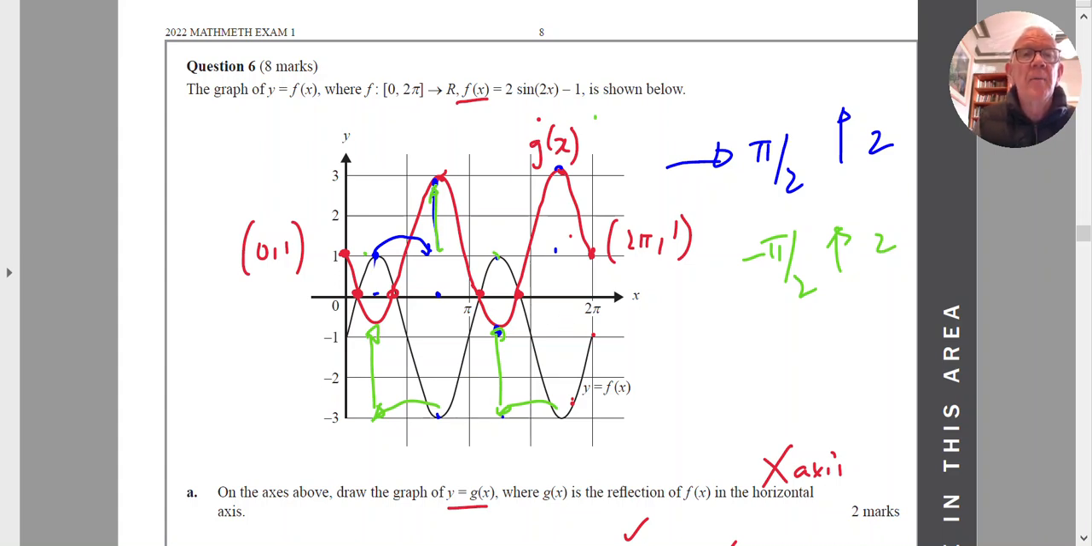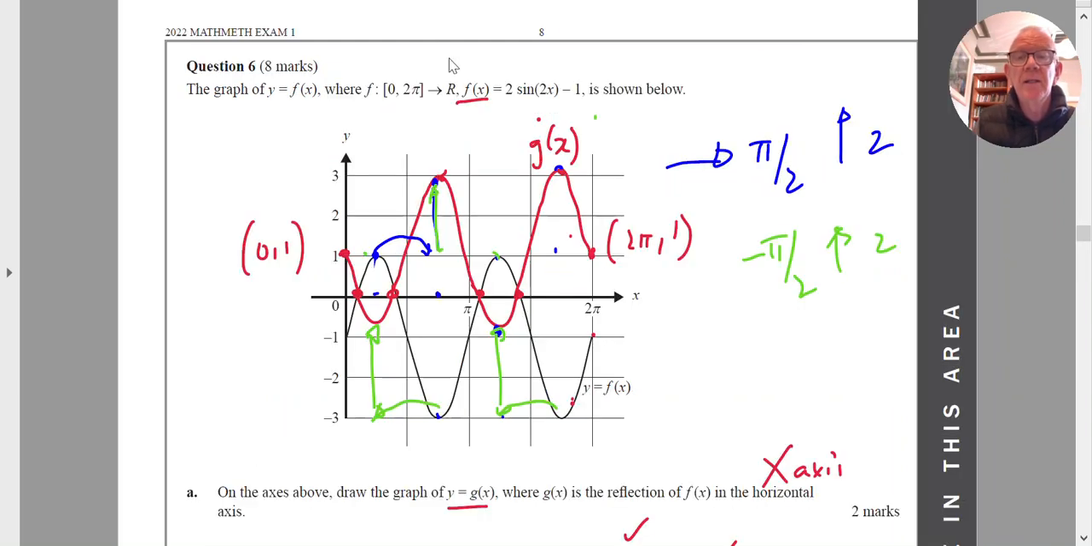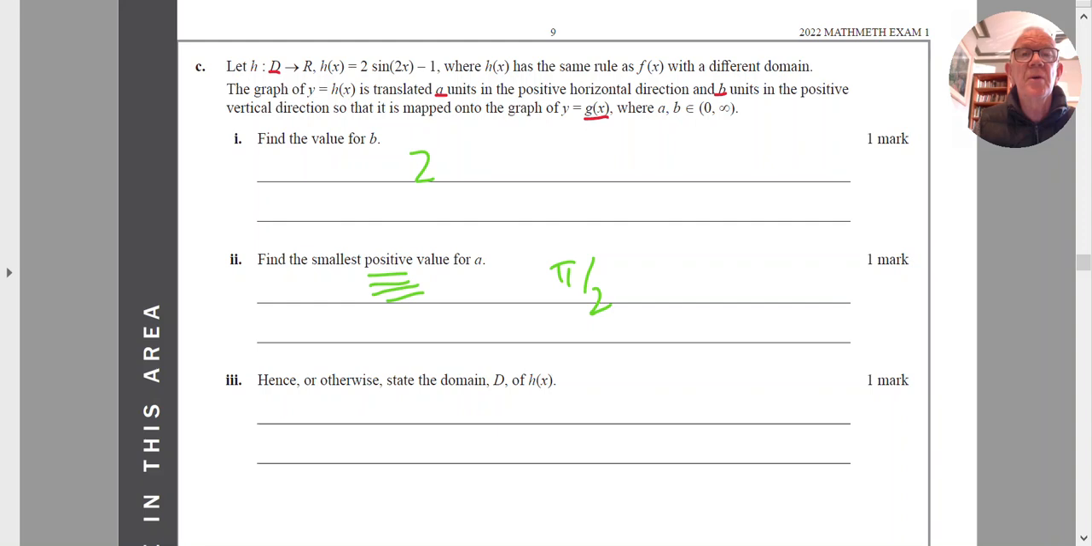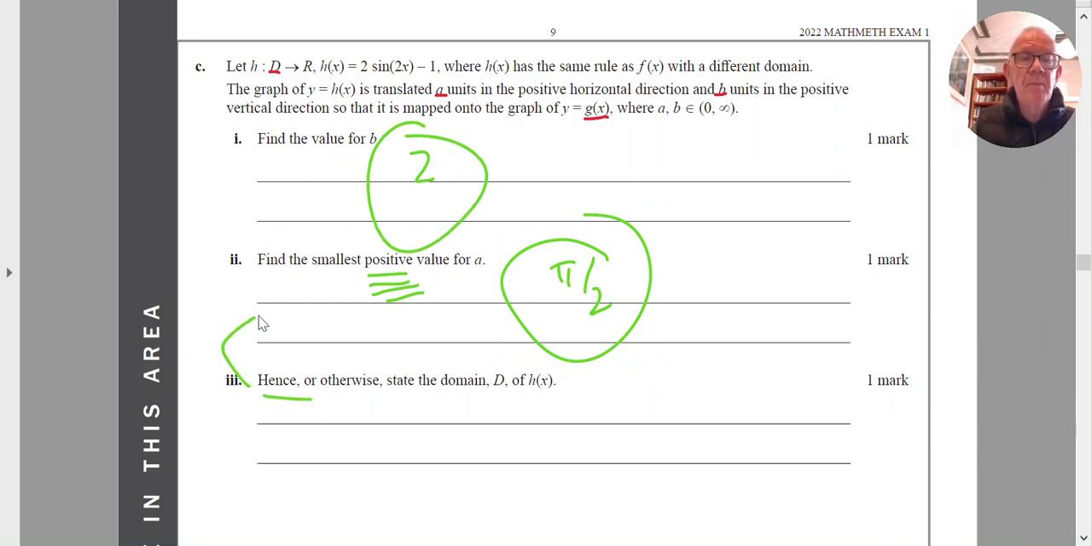So I'm going to choose, my value of b is 2. My smallest positive value of a has to be pi on 2. So I can't consider the negative pi on 2 because I was told to use the smallest possible. So that's going to be pi on 2, that's going to be 2, hence or otherwise. So the hence bit means use your answers here for a and b to come up with your domain.